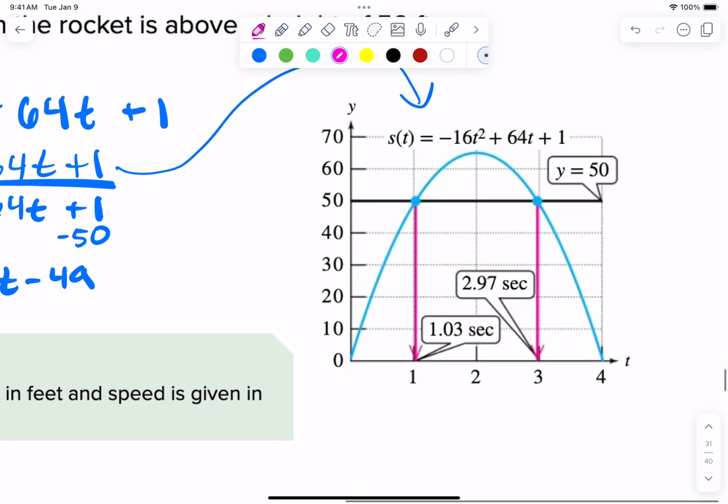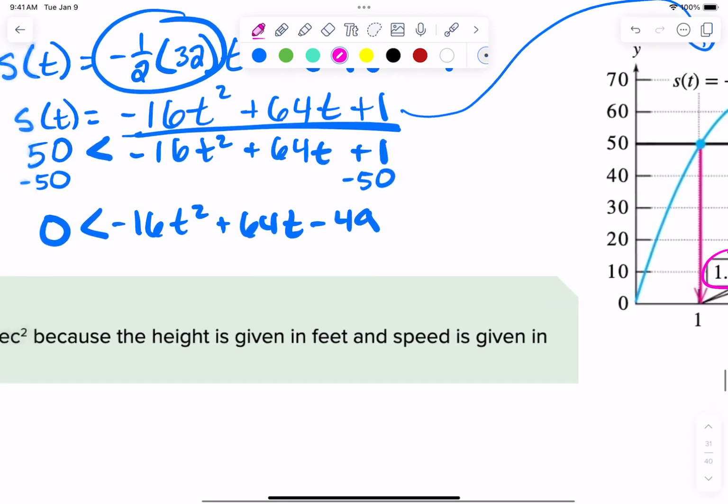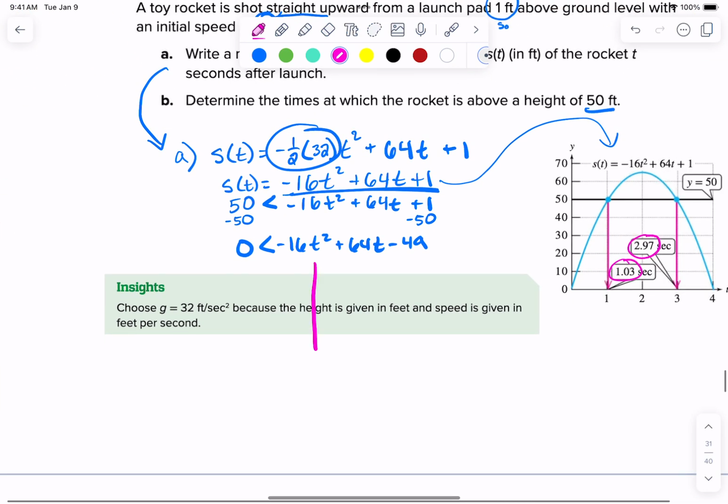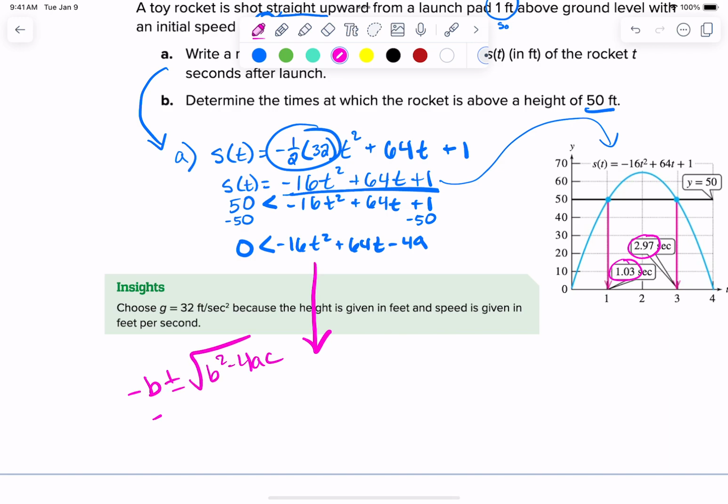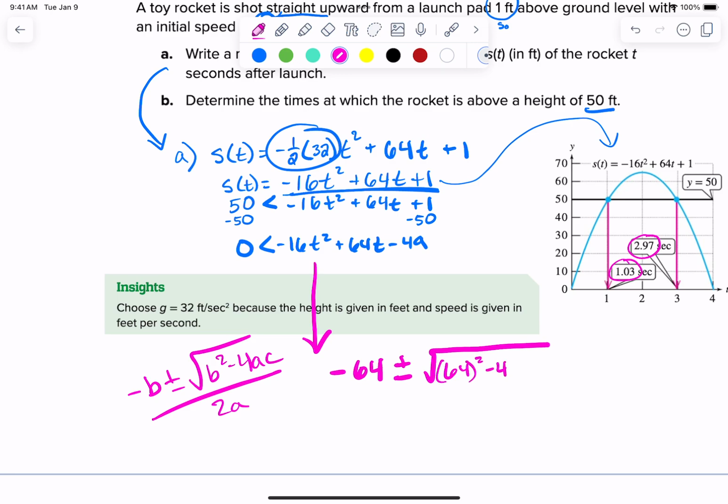I'm going to guess they got 2.97 and 1.03, so they probably used the quadratic formula. I'm going to go down here and write it out. Negative B plus or minus the square root of B squared minus 4AC, all over 2A. Negative B will be negative 64 plus or minus the square root of 64 squared minus 4 times A, which is negative 16, times C, which is negative 49, all over 2 times A.